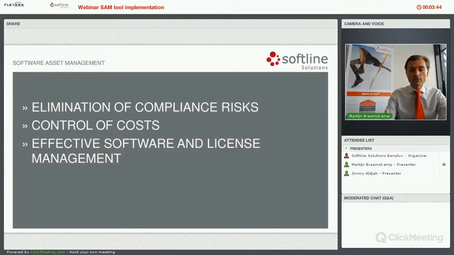So look at the reasons for organizations to start with software asset management. It's the elimination of compliance risks. You do not want to be faced with a big audit and a big penalty fee, for example. You want to have control over your software costs. And of course, you want to be able to do effective software and license management.